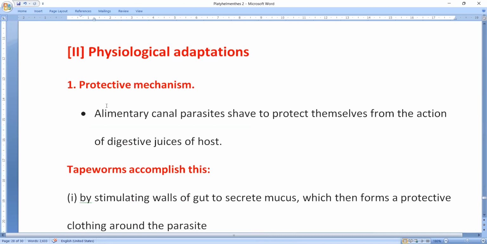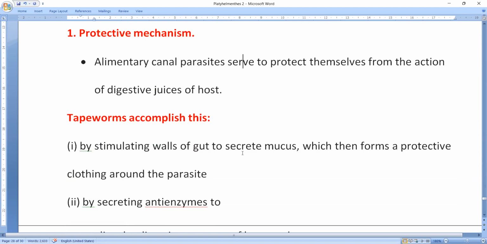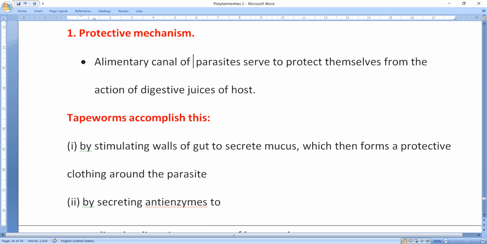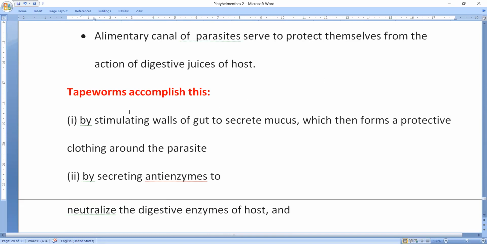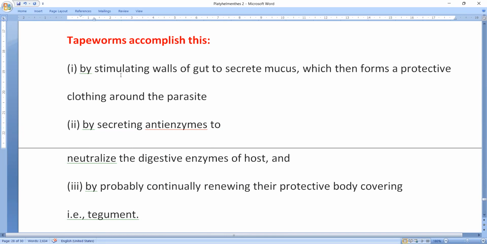Physiological adaptations: protective mechanisms. In alimentary canal parasites, these serve to protect themselves from the action of digestive juices of the host. Tapeworms accomplish this by stimulating the walls of the gut to secrete mucus, which then forms a protective clothing around the parasite.